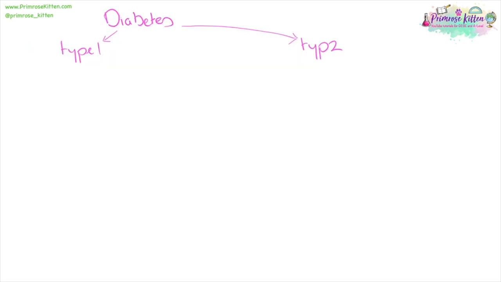There are two different types of diabetes, type 1 and type 2. In type 1 diabetes, the pancreas doesn't work properly, so it doesn't produce the right amount of insulin. In type 2 diabetes, cells start to become insensitive to insulin.